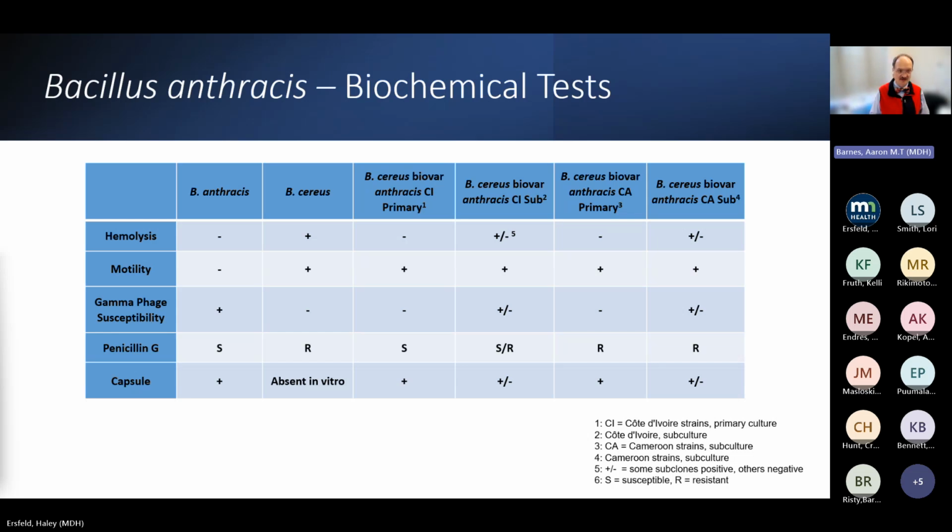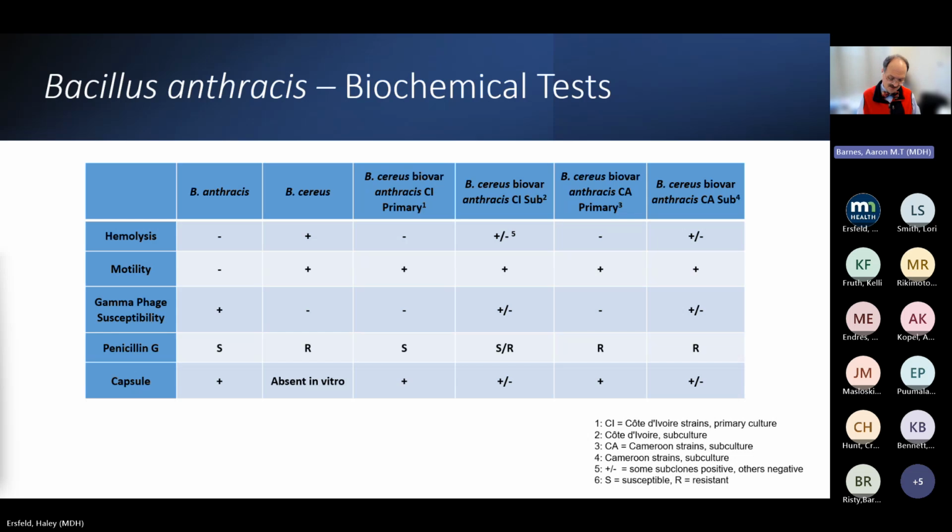So the key thing here to talk about is that Bacillus cereus biovar anthracis is something that comes from Africa. It used to be thought there was a West African and a Central African version. It's probably all the way across the middle, actually. There have never been any documented human cases that I'm aware of. There are some serologies that suggest this can happen. There have been animal cases.